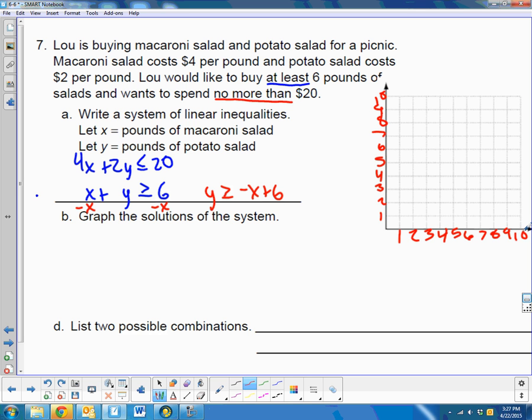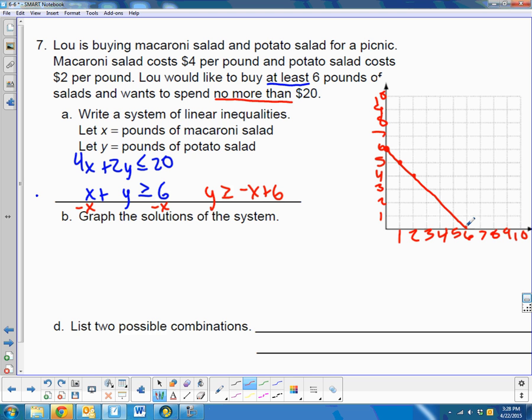All right. Y-intercept of 6, and a rise over run of negative x, so negative 1 over 1. I'm going to connect the dots here. And there we go. It would not go on to infinity, because, again, you can't have infinite potato salad, and we can't have negative potato salad. So we're going to stop there.